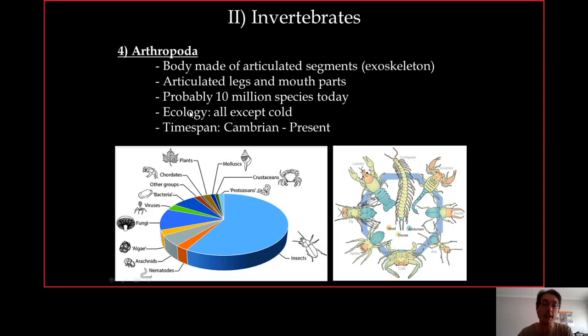And the ecology of arthropods is very diverse. You find some arthropods in the seas, like the crustaceans. You find some arthropods on land, like the insects. So it's very diverse, but usually you won't find them in cold environments. So you find arthropods in mild or hot environments, and mostly tropical environments. And the time span is as the other invertebrates. They originate in the Cambrian explosion, and they are still alive today.